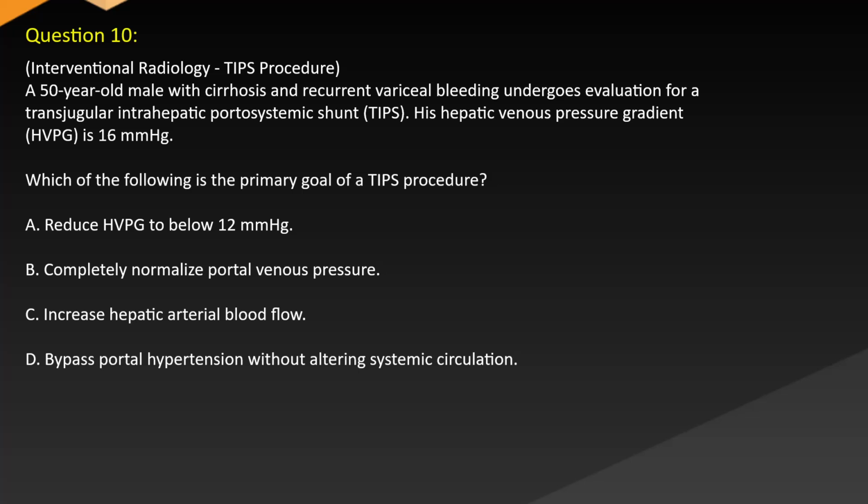A. Reduce HVPG to below 12 mmHg. B. Completely normalize portal venous pressure. C. Increase hepatic arterial blood flow. D. Bypass portal hypertension without altering systemic circulation.